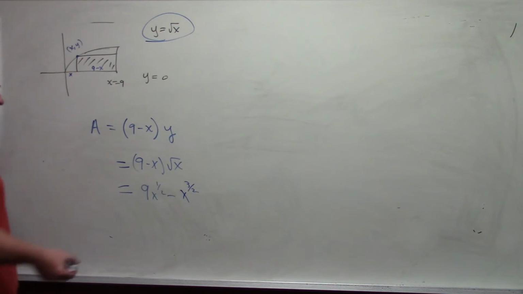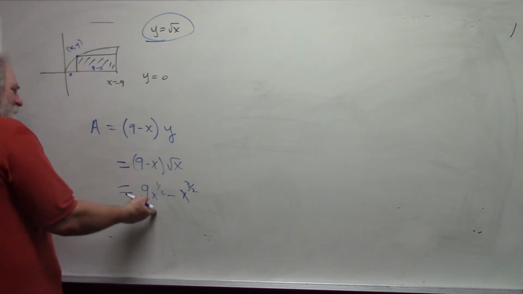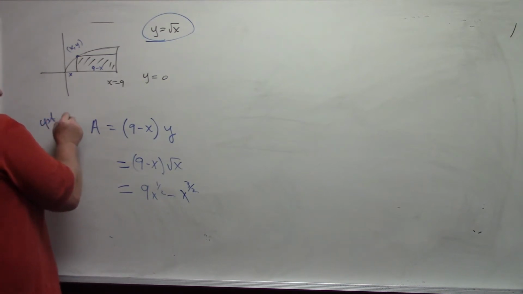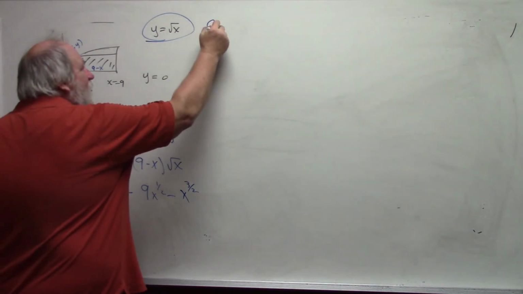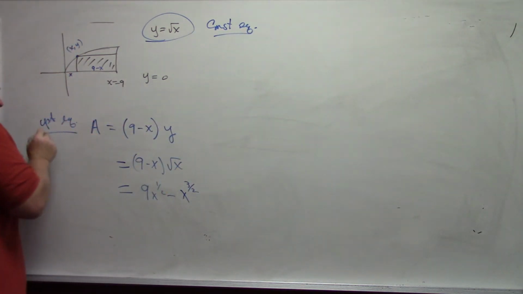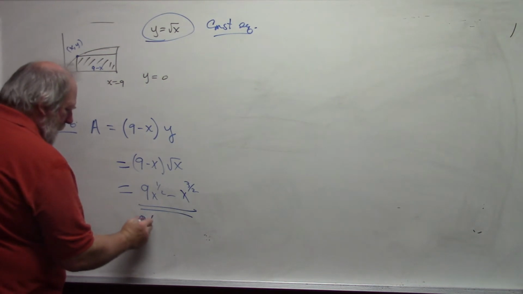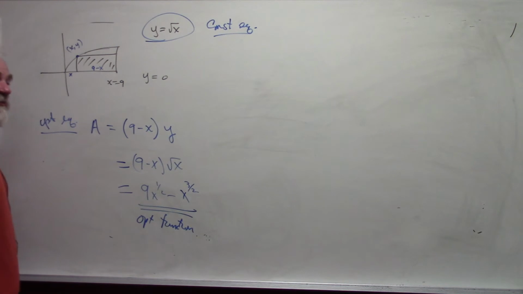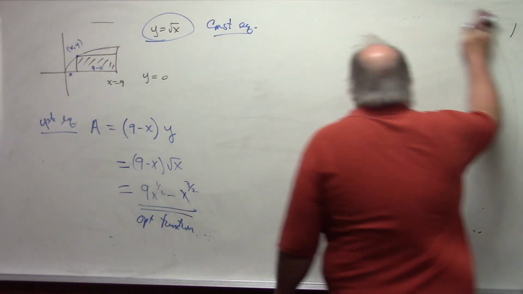I change my optimization equation into an optimization function. This is my optimization equation. This was my constraint equation. I use the constraint equation with the optimization equation to get an optimization function. Once I get the optimization function, the next step is to take the derivative.